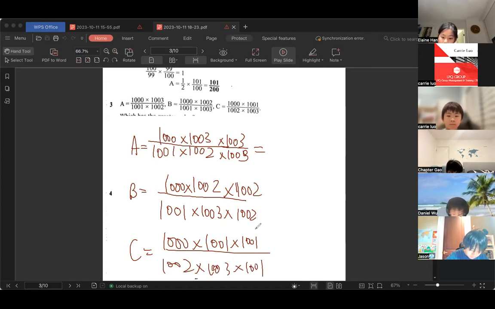Does everybody understand the thing I'm doing right now? Oliver, chapter? You understood. Okay. And Daniel and Jason? Okay, so based on the denominator right now the same, we only need to compare the numerator of each questions, right? So obviously, this one's biggest, this one's smallest. Get it, everybody? Pretty easy, right?